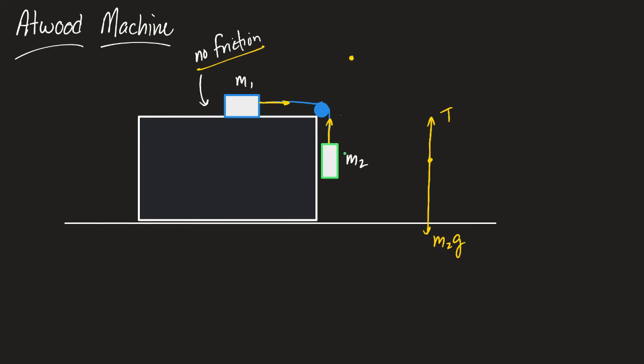On block 1, I'm going to make every reasonable effort to make sure to draw the tension that is sideways the same length as the tension that was upwards. Now, yeah, there's going to be M1g and normal.